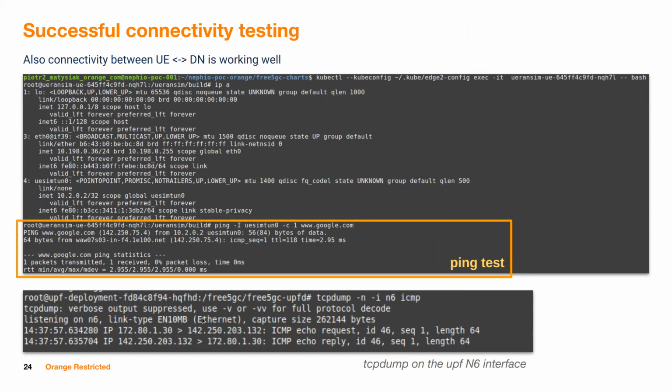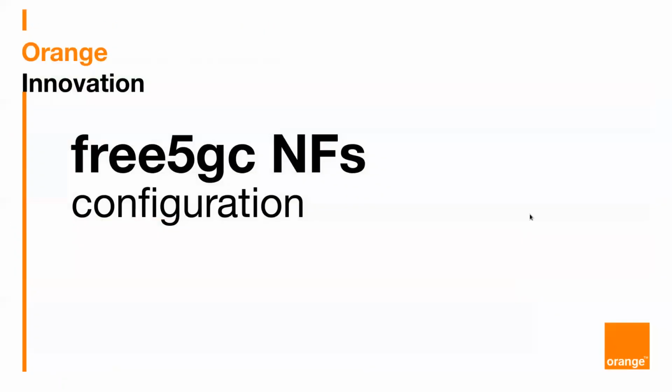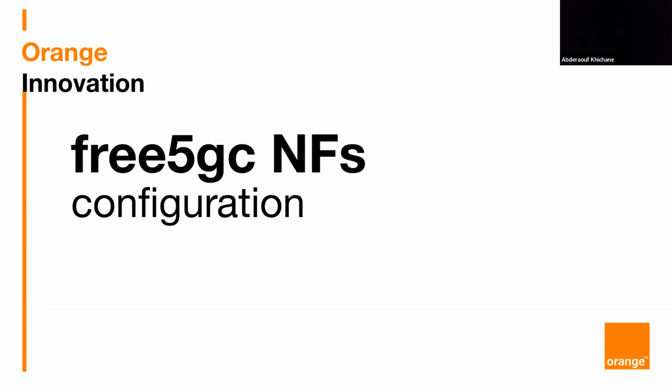Of course, on the UPF side, I made the TCP dump on the PDU session anchor, which is N6, and it's working. So that was a goal. There were a few issues which needed to be resolved. And I have a few slides about the specificities of the configuration of other network functions, but if you have some question related to the first part, you can ask right now, or we can move on.